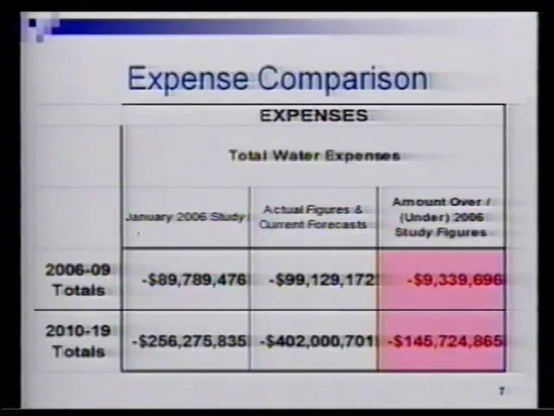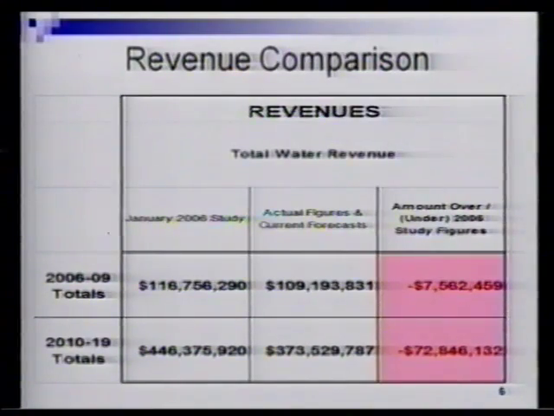Towards revenue, Mr. Snowden. I'm sorry, Mr. Mayor. Yes, sir. But these actual figures in the current forecast you have for 2010 through 19 are based on current growth rates. What are the variables that are included in that number?